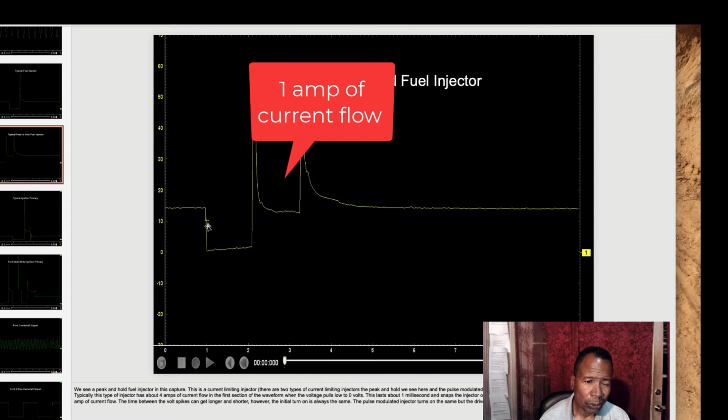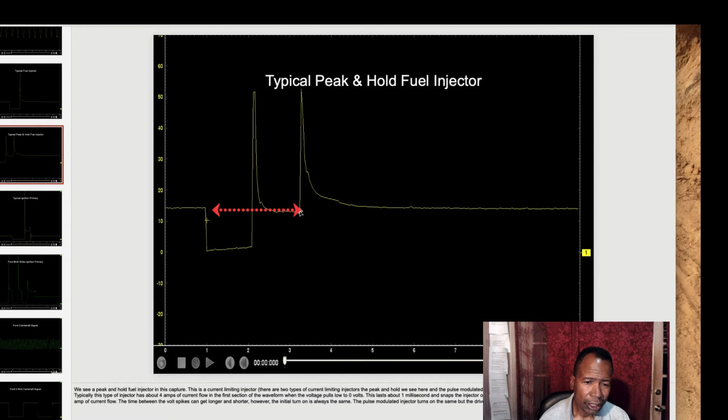Now the pulse width is from here to this peak here, always the last peak. Even for pulse modulating injectors, always the first drop, last peak. When you give it gas, this section stays the same. You will see this part increase and decrease the pulse width on this particular driver here. So again, this is called a peak and hold injector. This is a known good picture.